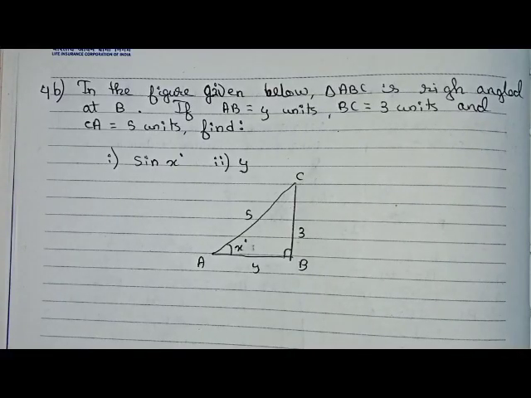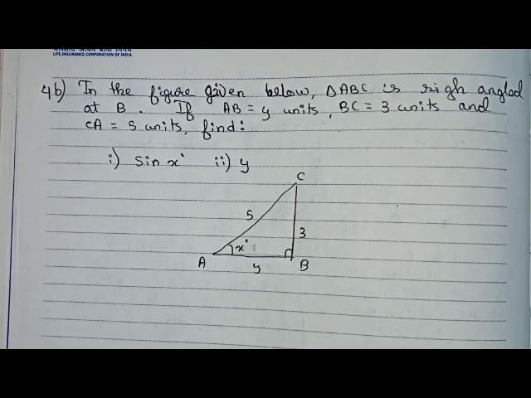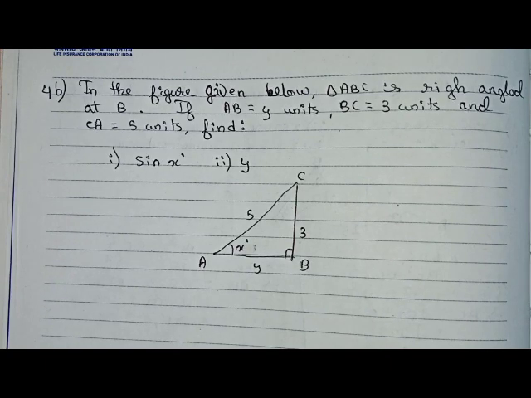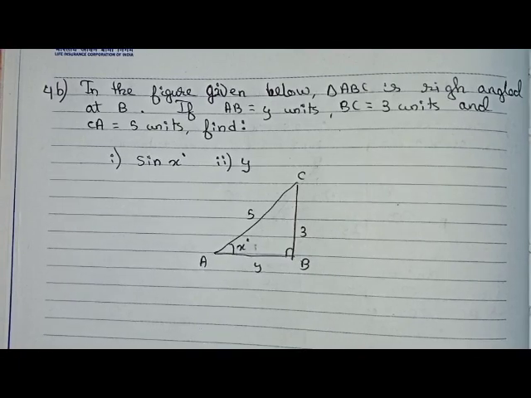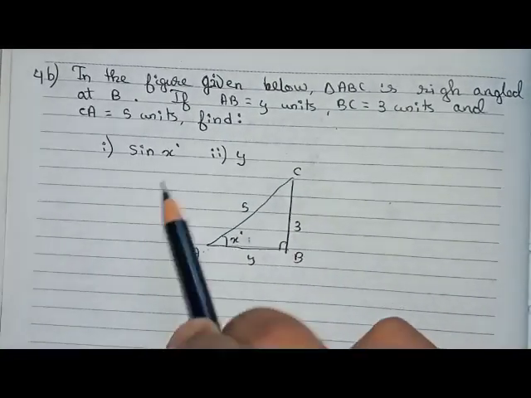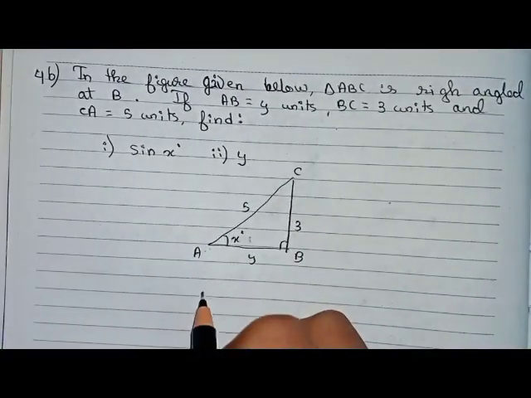Question number 4b. In the figure given below, triangle ABC is right angled at B. If AB is equal to y units, BC is equal to 3 units, and CA is equal to 5 units, find sin x degree and y. So this is the triangle ABC. So first we find out the value of sin x degree, which is very easy.